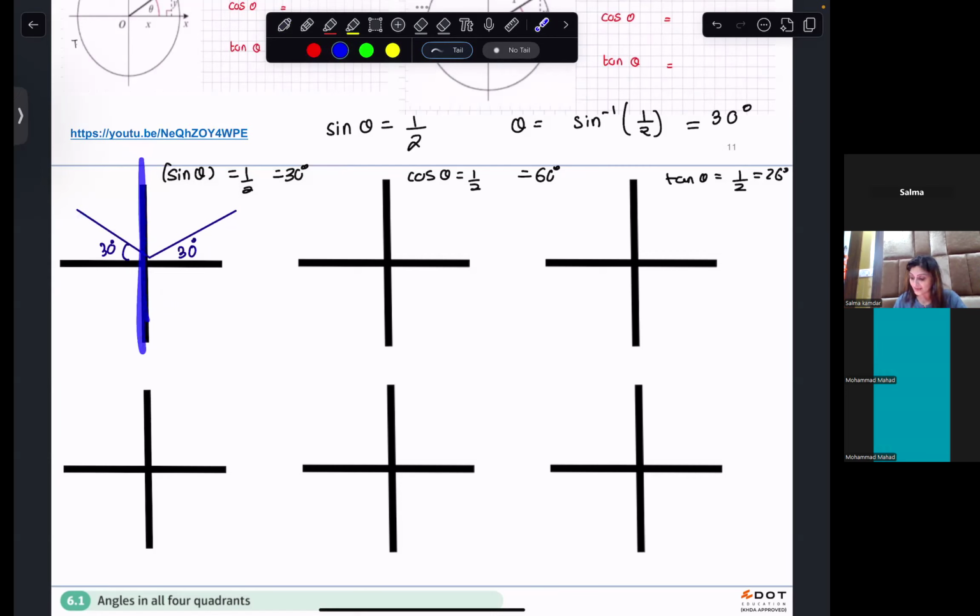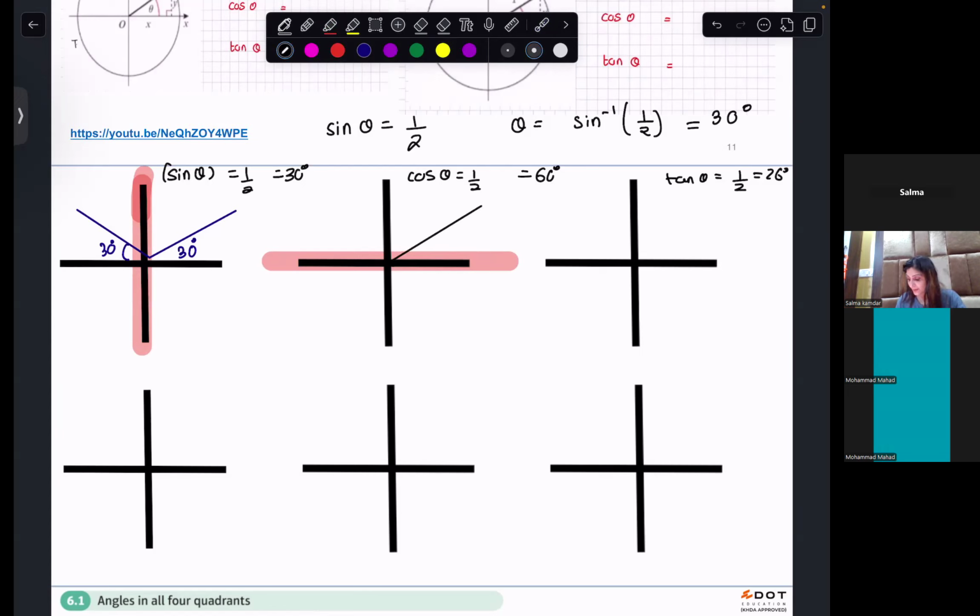Sine theta is over which axis? Y axis, over the y axis. Now cos theta is over the x axis. If I want to make a positive angle with the x axis, cos theta, x axis, how will you make it? It's going to be the first and the fourth quadrant.